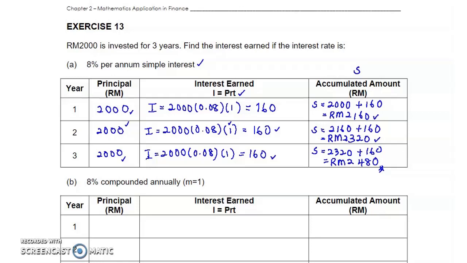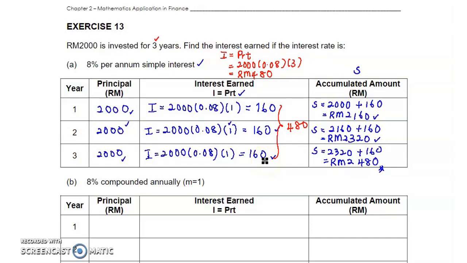Okay. So this one I show you calculation year by year. Let's say we use the formula or we substitute the value directly. Let's say I calculate interest here. I equals to PRT. So principal 2000, rate 8%, T 3 years, right? So if you calculate this one, 2000 times 8% times 3 years, you will get 480. Okay. So if you total up this table, you also will get 480, right? So in this table, I show you we calculate year by year.